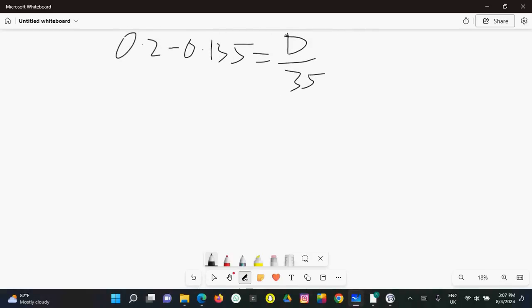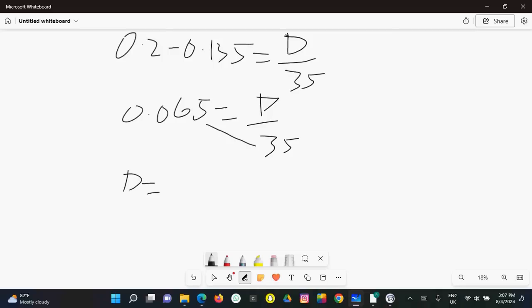So we are going to get 0.065 is equal to D over 35. Multiplying this, we are going to get D is equal to 2.275.